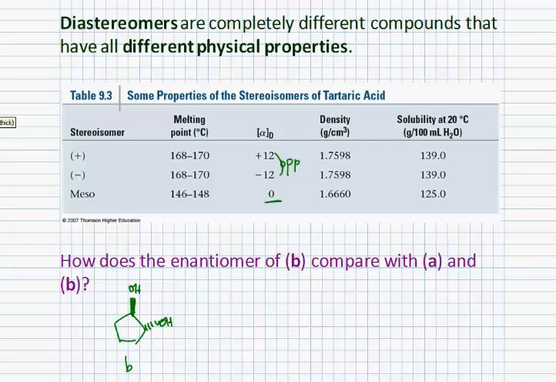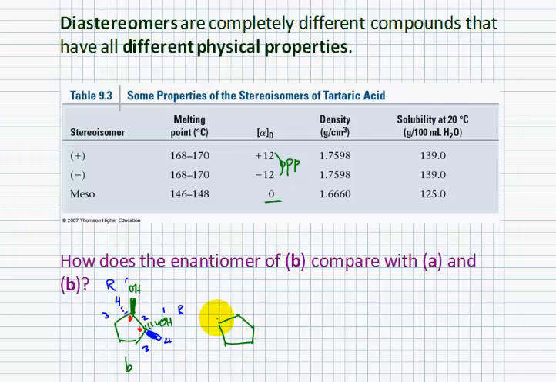If I assign configuration of these chirality centers, 1, 2, 3, and the H going back is 4 on that one, so that is R. Similarly, 1, 2, 3, 4, and H going forward. It looks like S, but H is going forward, so that's actually R also. So B was RR. Let's draw its enantiomer.